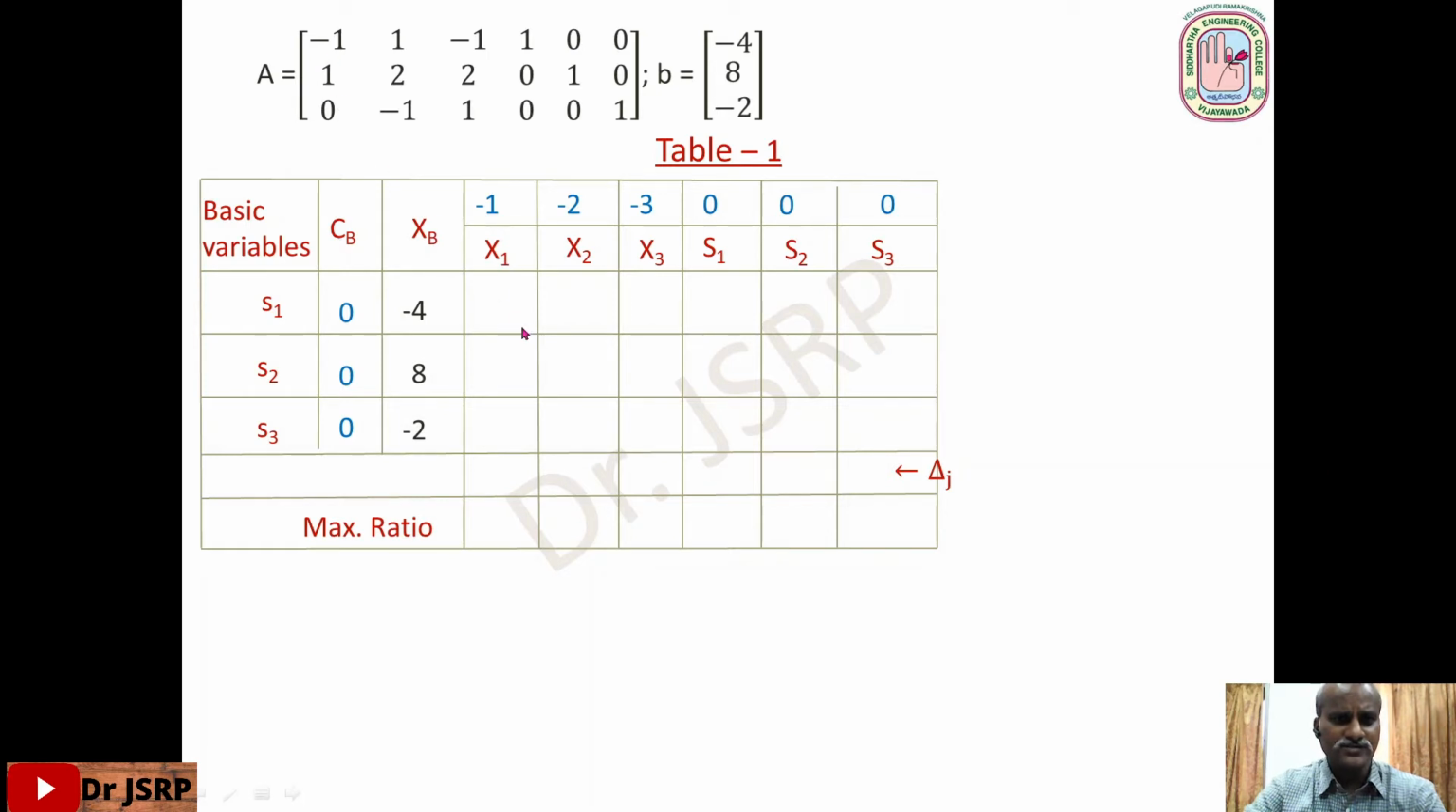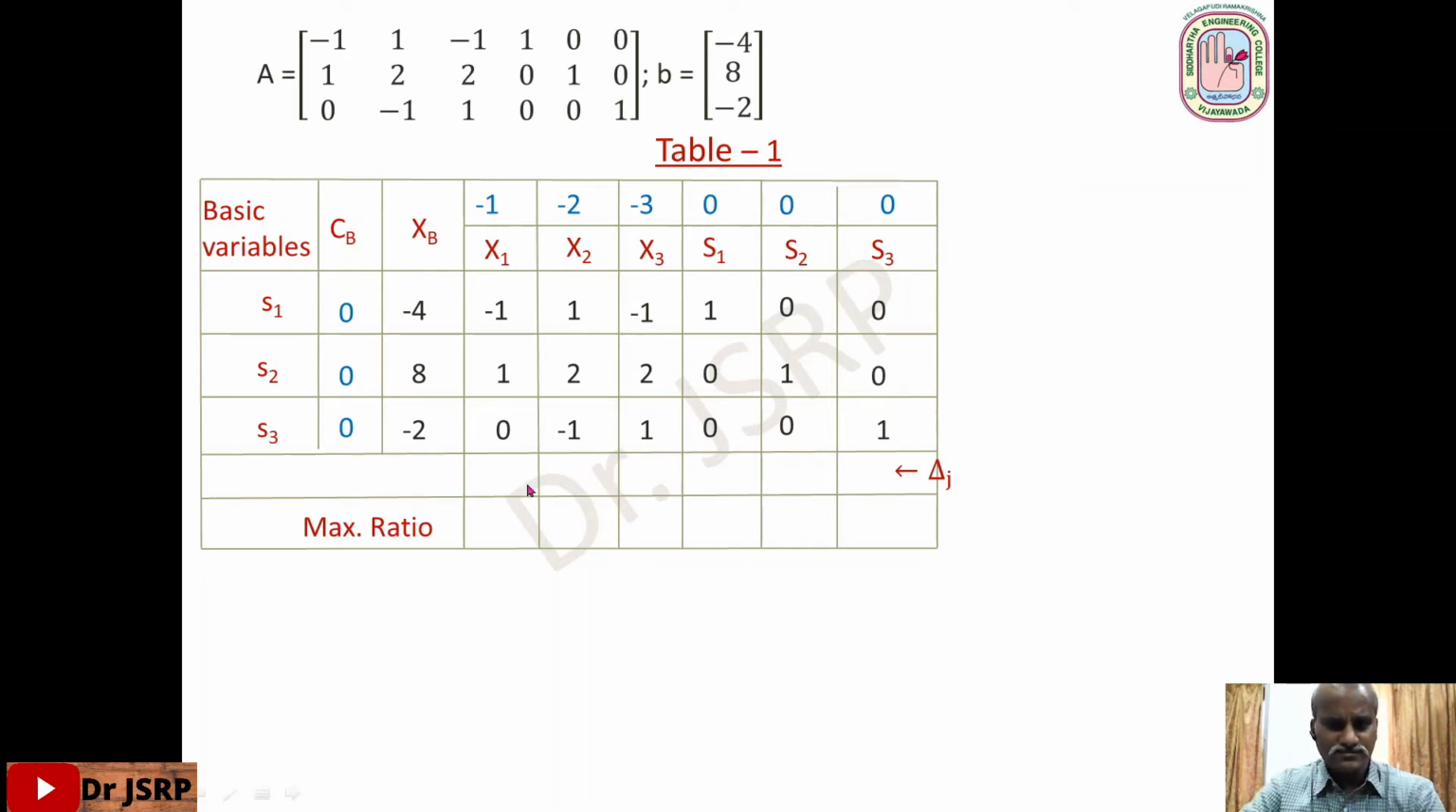The x1 column is minus 1, 1, 0. The x2 column is 1, 2, minus 1. The x3 column is minus 1, 2, 1. The s1 column is 1, 0, 0. The s2 column is 0, 1, 0. The s3 column is 0, 0, 1.